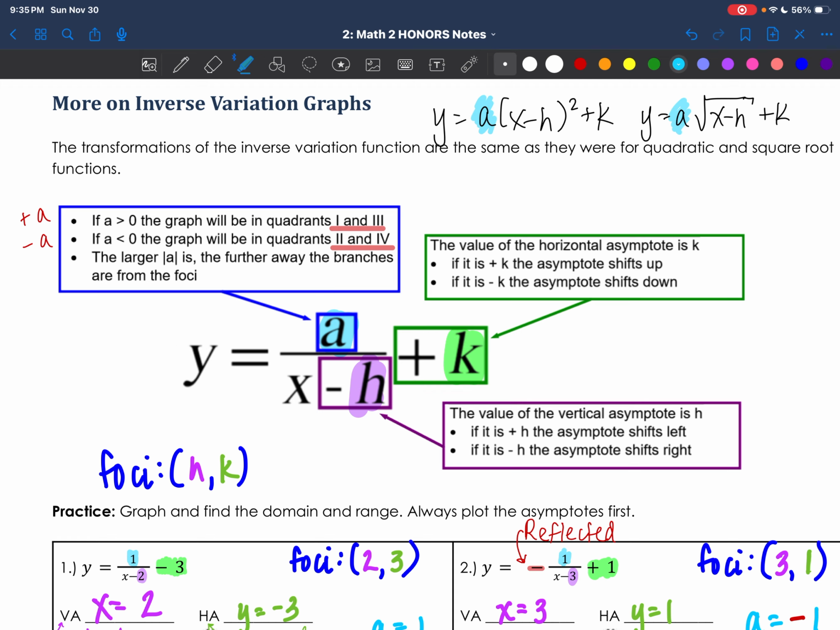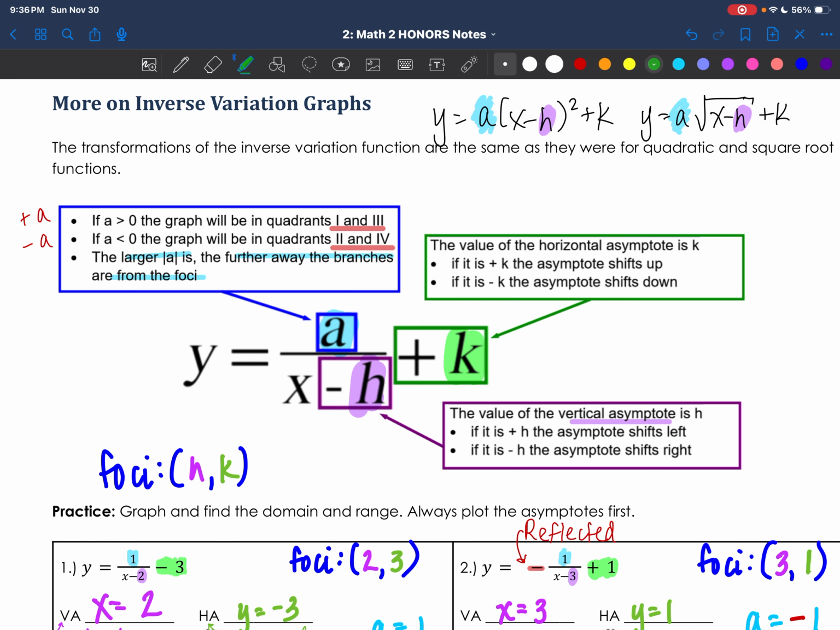Well, in this case, the larger A is, the further away the branches are from the foci. And then H is still the same. You're still looking at H, where it's going to be basically the opposite sign because it's always X minus. So H is the value of the vertical asymptote. If H is positive, the asymptote shifts left. If it's negative, it goes right. So this is exactly what we've talked about before.